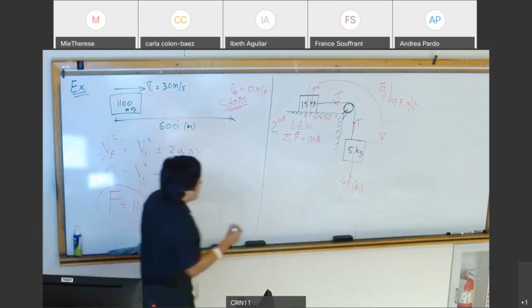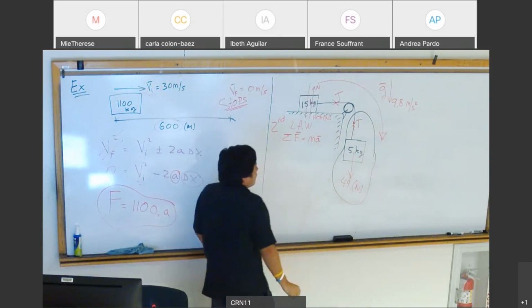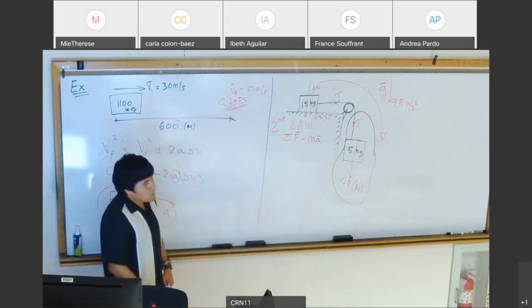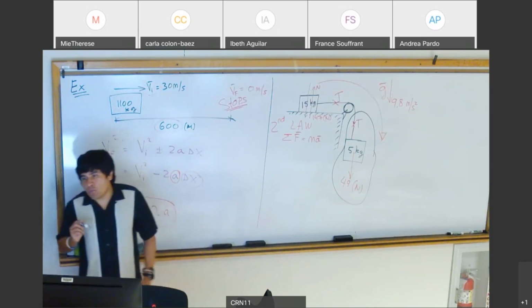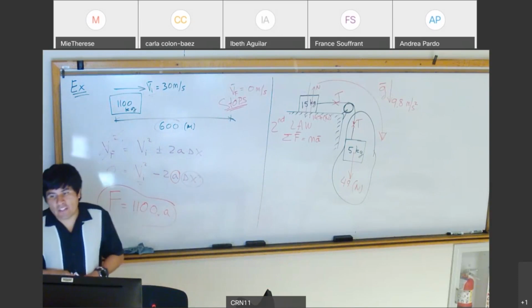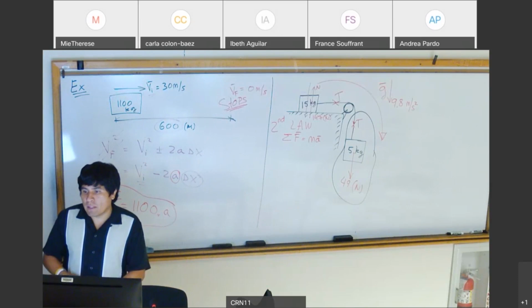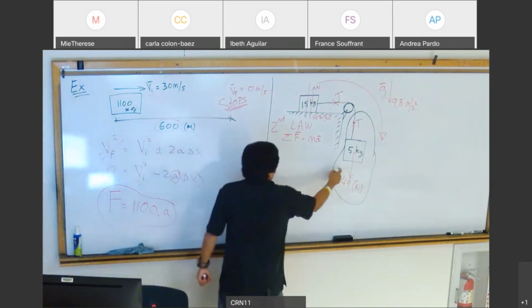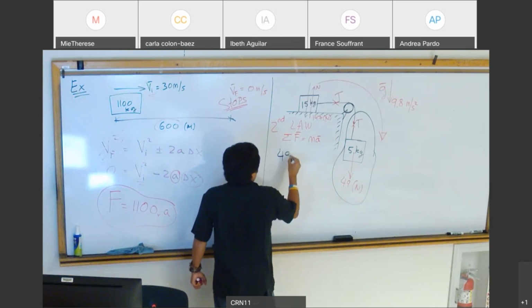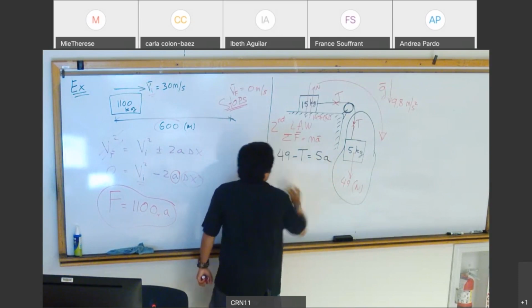So, Newton's second law here. That's what normally students get confused about. What is the net force? You need to remember vectors, directions, magnitudes. There is a force pushing it downwards, 49. But there is also a force pushing it upwards, the tension. So the net force for this will be 49 minus tension equals 5 times acceleration, ma.